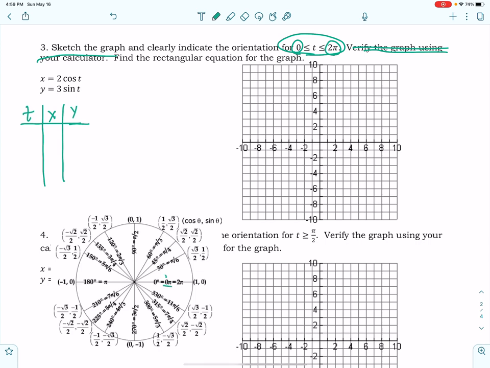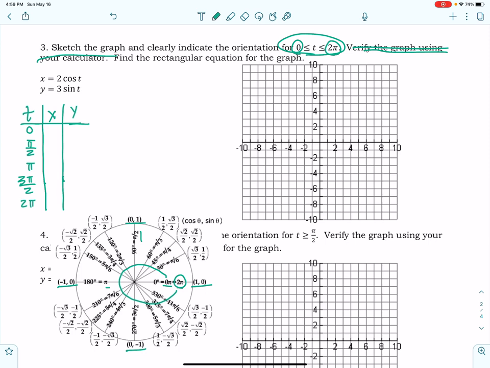So I'm starting at 0, I'm moving this way to 2 pi. So we are just going to basically choose the easy points on the graph to do this, and the easy points are going to be at the quadrant values. Okay, so what I'm going to do is write t at 0, t at pi over 2, t at pi, t at 3 pi over 2, and at 2 pi. Okay, so those are our total restrictions for t.